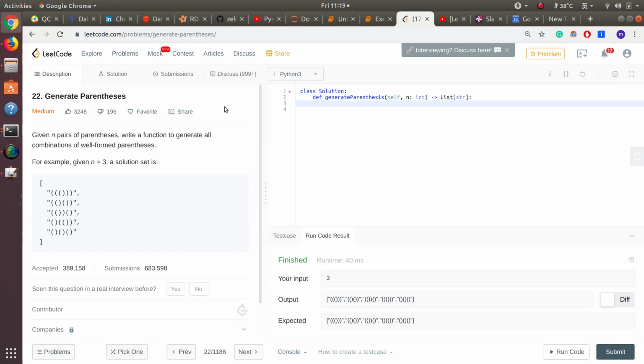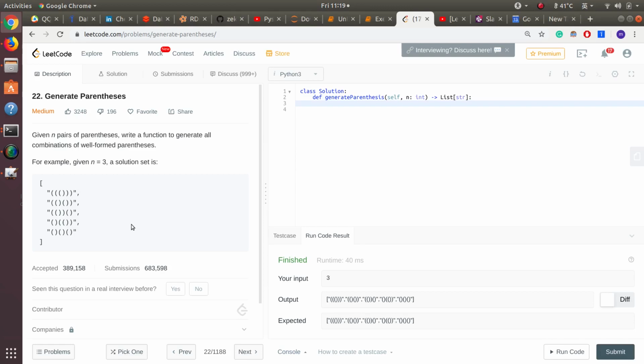The problem asks us, given n pairs of parentheses, to write a function to generate all combinations of well-formed parentheses. For example, here it gives us n equals 3, and then these are all the solutions with the left quote and right quote.